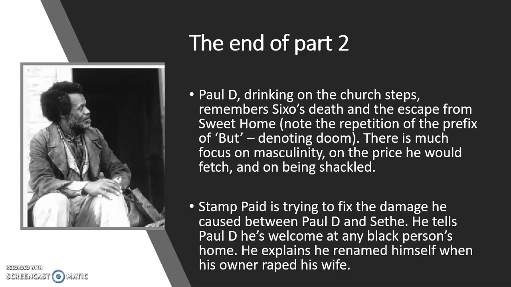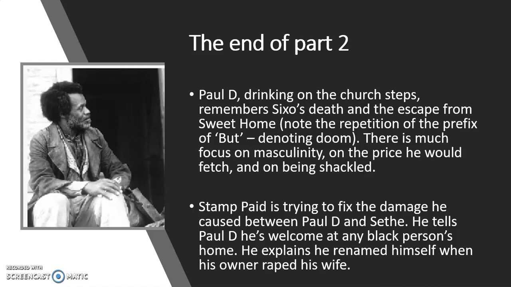There's much focus on masculinity and on the price he would fetch and on being shackled. I think the price, hearing himself in monetary value rather than the value of a person, is the thing that is almost Paul D's undoing. I feel like a lot of these characters have a breaking point, don't they? So Paul D's is hearing his price in the same way that Halle's was watching Sethe's attack, in the same way that Sethe's was when schoolteacher put her animalistic characteristics on one side of the page. So they all have this psychological breaking point where they just believe they can't take any more.